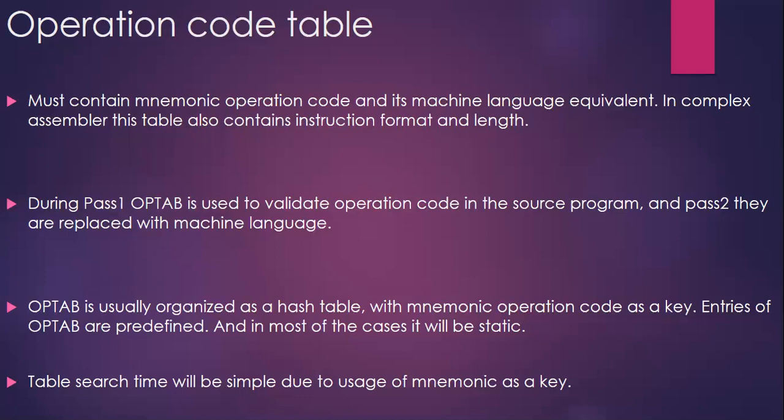Then OPTAB is usually organized as a hash table. We need to search for a particular mnemonic, right? It is not like you search from the first row to the last row for a particular mnemonic. It would take a lot of time exactly. So we should use the mnemonic operation code as the key. Whatever mnemonic we are using, for example store, or store link register, STL, that should be the key for searching the table. We are using a hash table, meaning a particular value should be targeted directly. That's what we call a hash table.